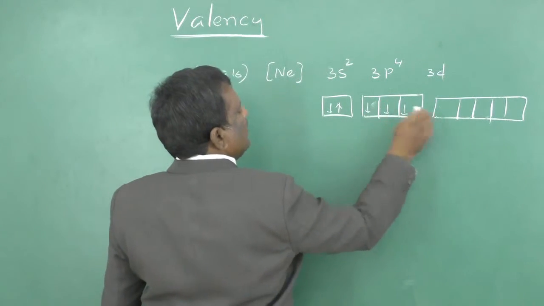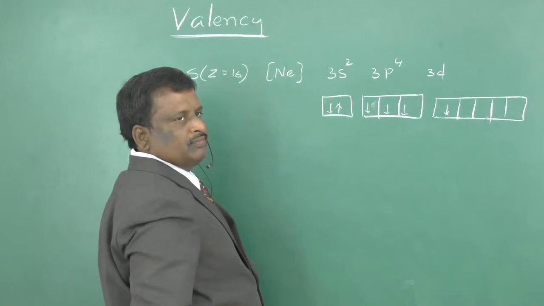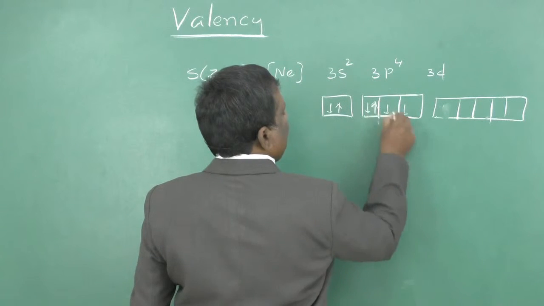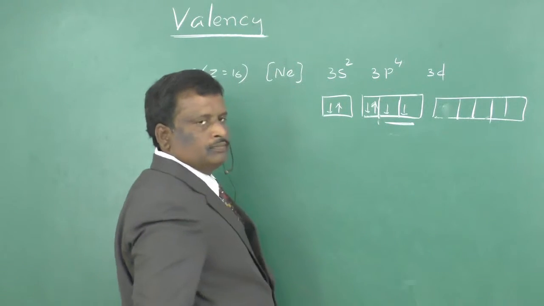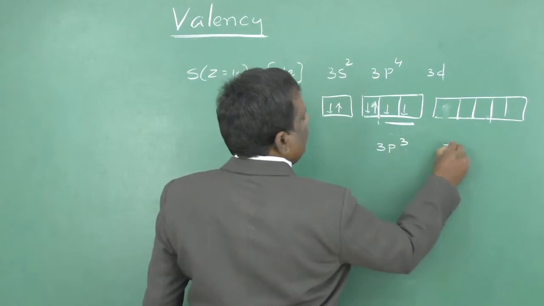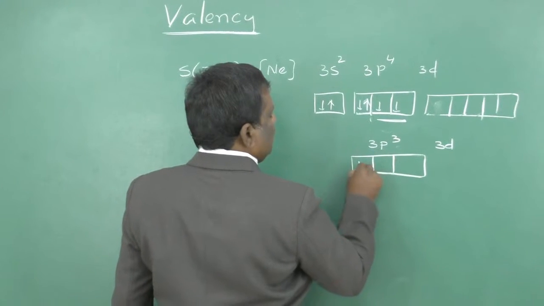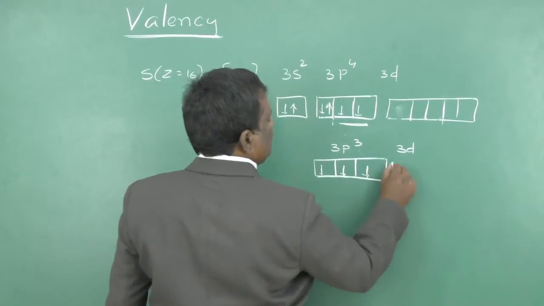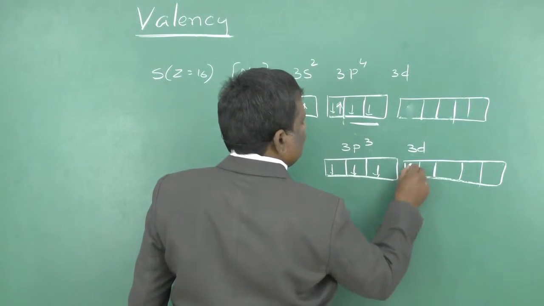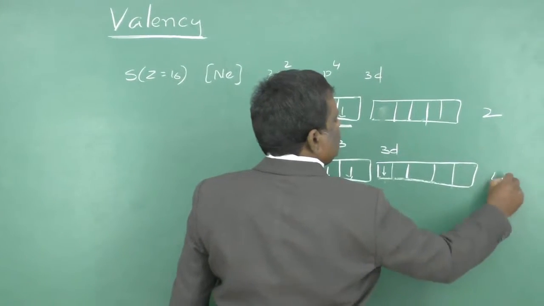Now when an electron goes to the excited state, this is said to be the first excited state. In the ground state, it has 2 unpaired electrons in its valency shell. In the first excited state, 3p3, 3d1. In the first excited state, it has 3 electrons in the 3p orbital and 1 electron in the 3d orbital. Now the number of unpaired electrons here is 2, here it is 4.